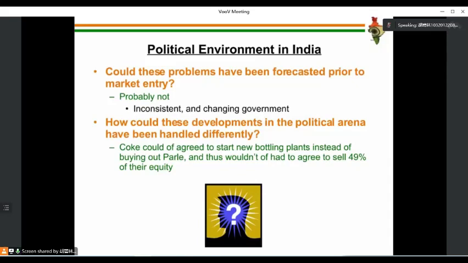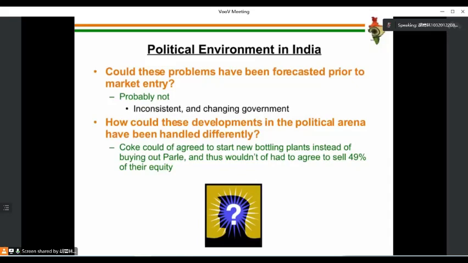So the political environment in India is like this. There's a question: could this problem have been forecast, with these issues being expected by other foreign businesses when they first come to a country like, for example, India? The answer is no, because the government in India is quite inconsistent, and they keep changing the government. You know, they have a lot of parties in India, and every time they vote, the government might change, and different governments have different policies.